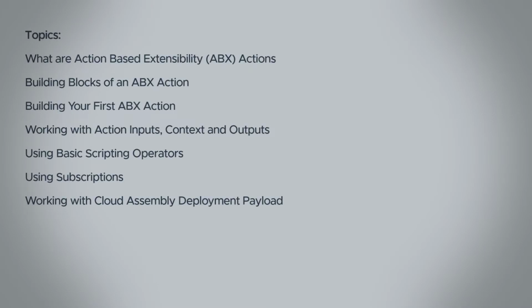We are going to start simple. We are going to talk about what action-based extensibility actions, or ABX actions, are, and what the building blocks of those actions are. We are going to build our first ABX action, and by doing so we are going to work with action inputs, context, and outputs. We are going to use some basic scripting operators to get us up and running, and we are going to talk about subscriptions, or subscribing those actions to event topics.